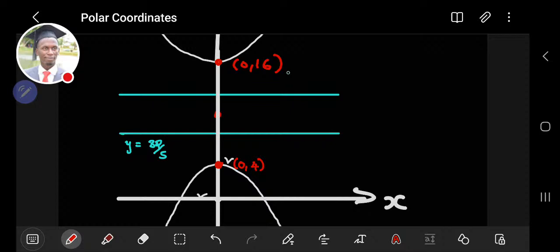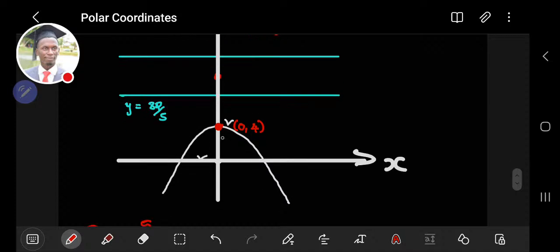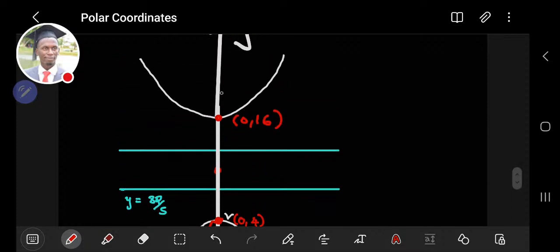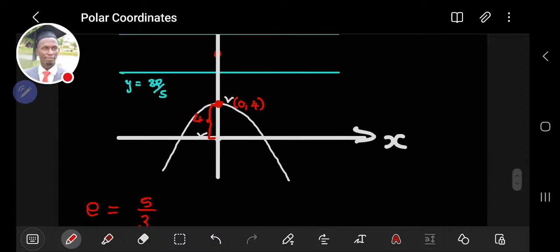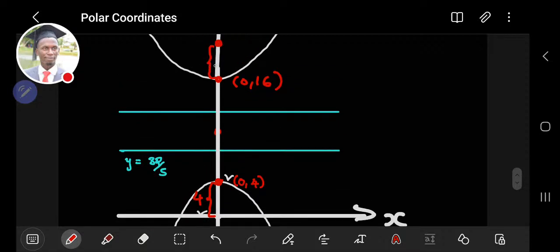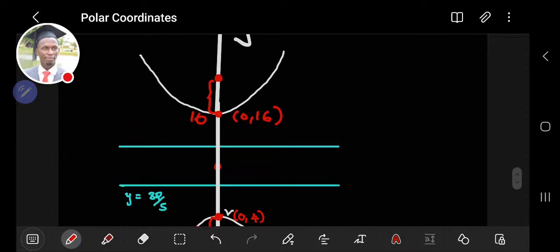Now, with the vertex found, you can easily predict where the center is, because you know that the distance from here to here is a 4. And you know this distance will be the same as the distance from here to where the other focus will be. So if the distance down here is a 4, then the distance up here will also have to be a 4. Since this is at 16, just add 4 to 16 and you get 20. So the other focus is going to be at 0, 20.